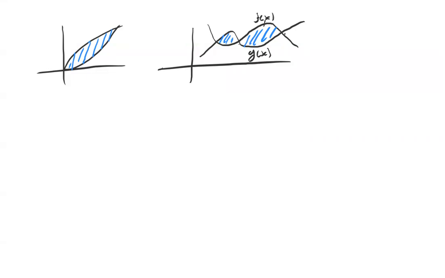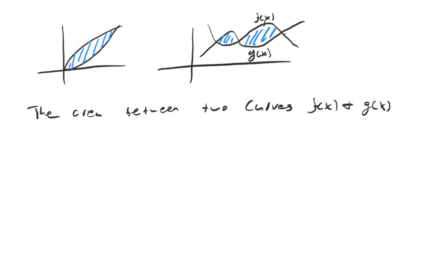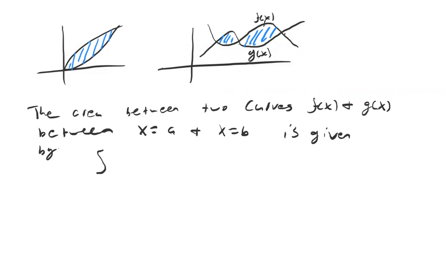So this can all be summarized in this. The area between two curves, f of x and g of x, between x equals a and x equals b, is given by the integral from a to b of the absolute value of f of x minus g of x, dx.